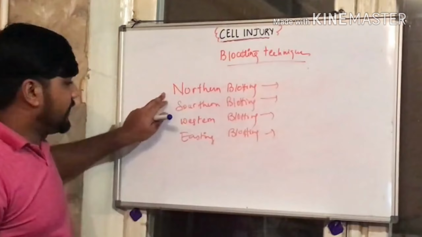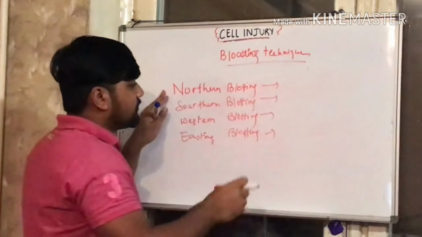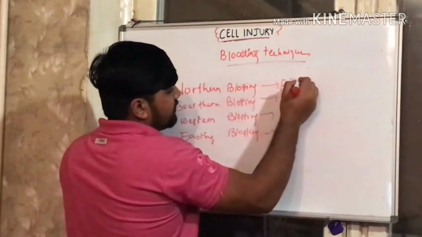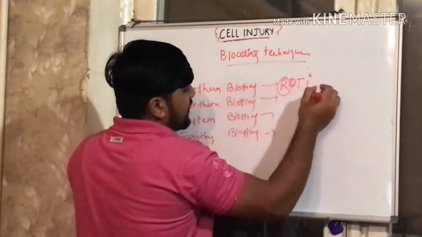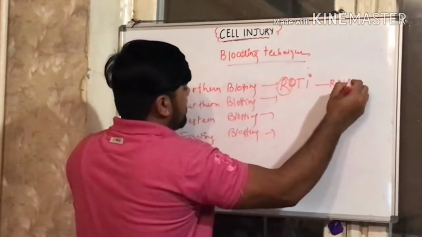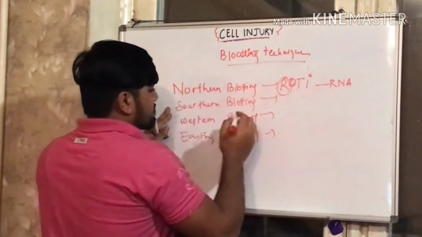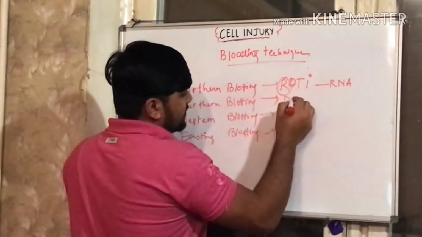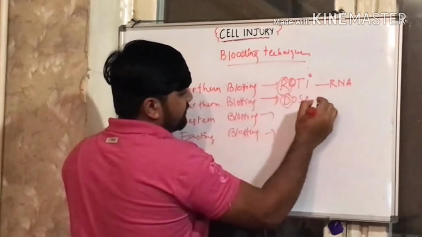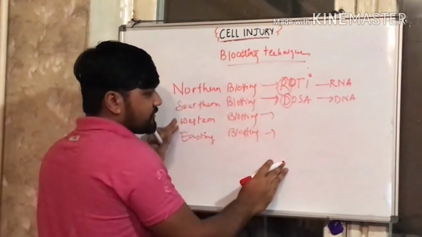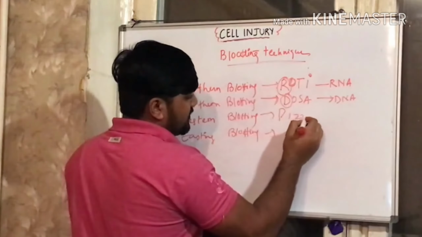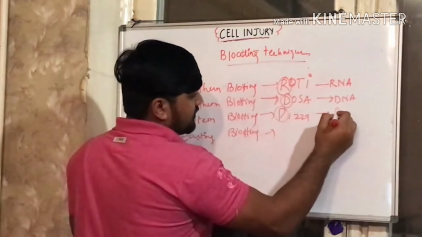Northern blotting. In northern area, most of the people like to consume roti. R-O-T-I, roti, or fulka, we say in Punjabi, roti. R for RNA. In southern blotting, most of the South Indian people like to eat dosa. D-O-S-A. D for DNA. In western blotting, western culture, most of the people like to eat pizza. P for pizza. Protein.